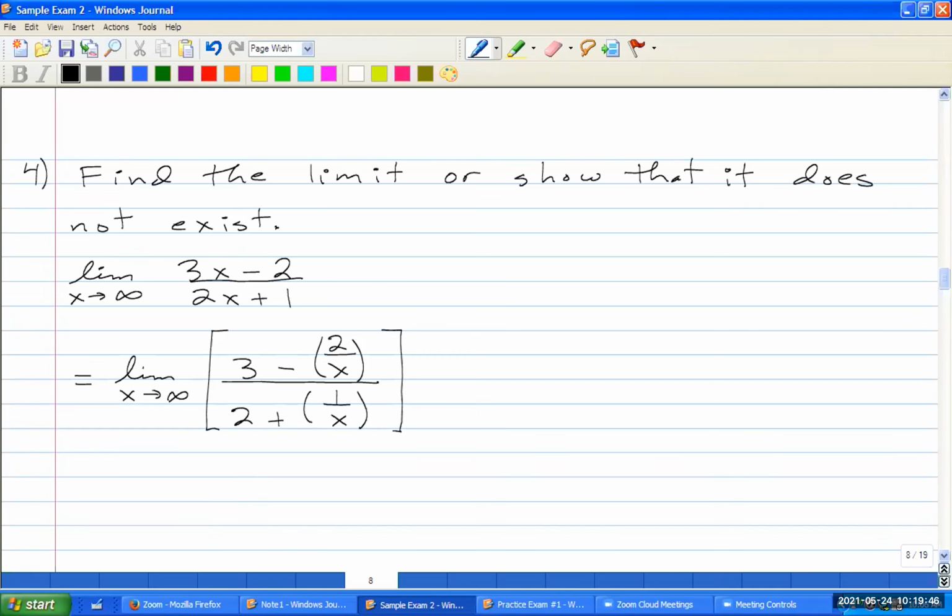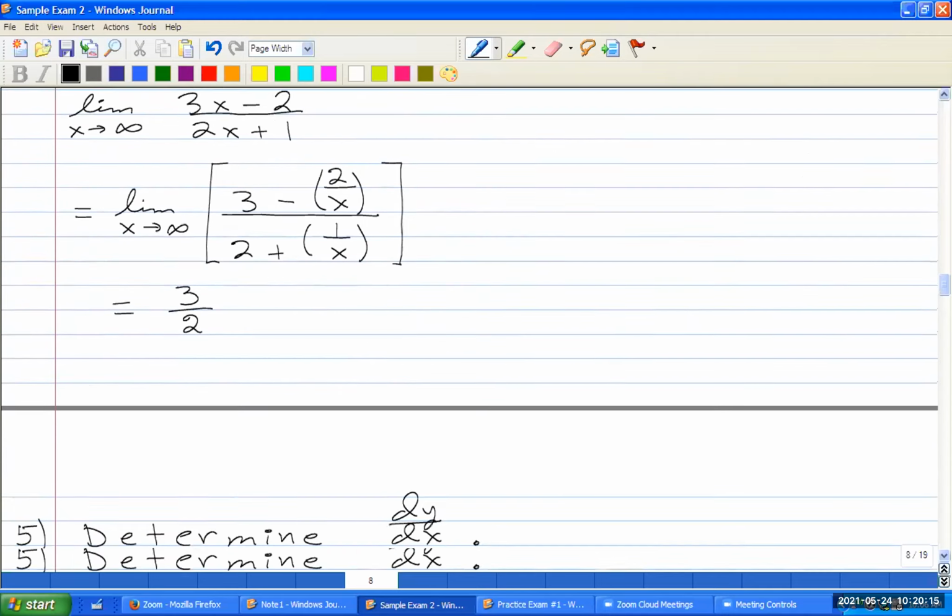Well, as x goes to infinity, the 2 over x and the 1 over x go to 0. And so I have the numerator approaches 3, the denominator approaches 2. Therefore, this approaches 3/2. So the limit exists, and it's equal to 3/2. Any questions about that? Let me go on to problem 5.